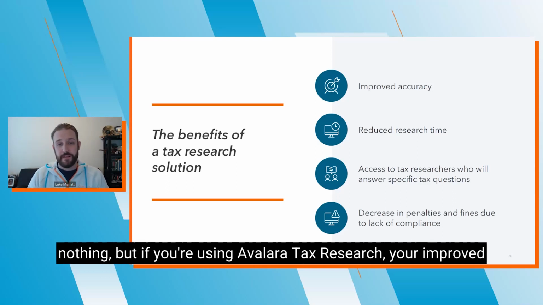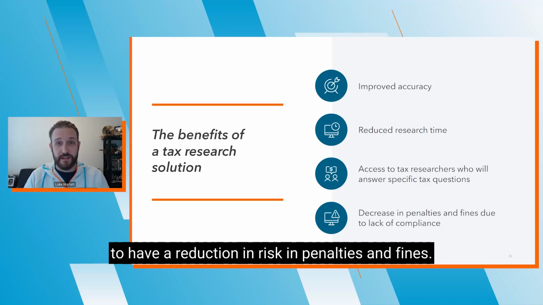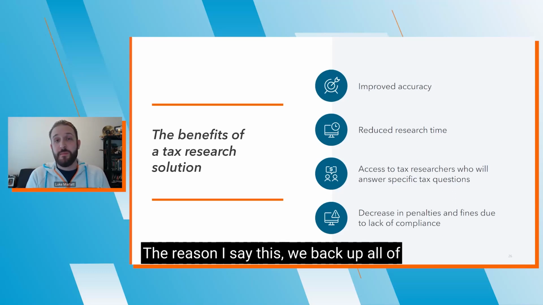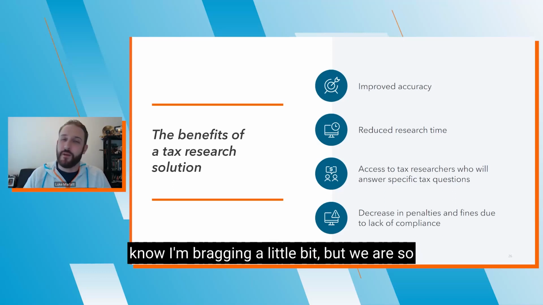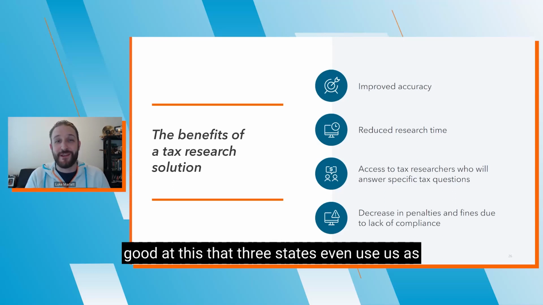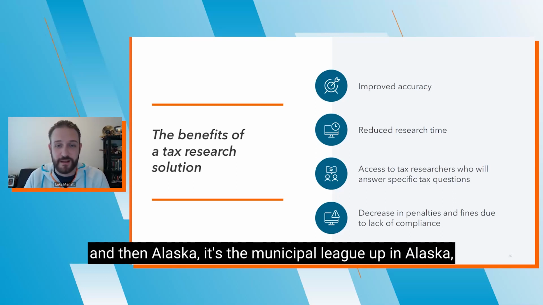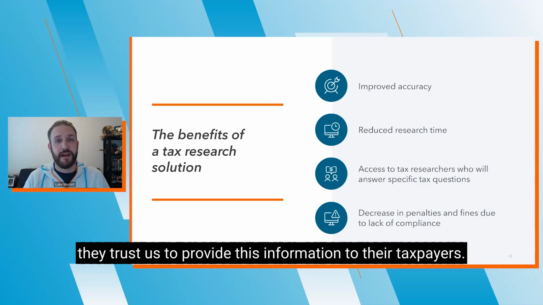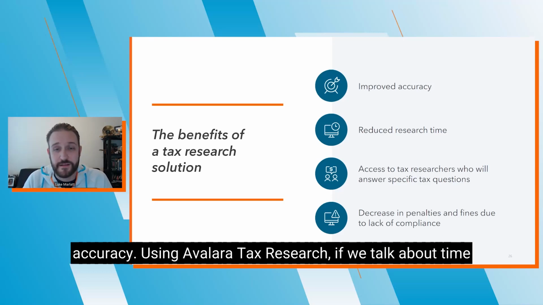But if you're using Avalara Tax Research, your improved accuracy is going to be such that you'll have a reduction in risk, penalties, and fines. The reason I say this is that we back up all of our information directly with the states, and I know I'm bragging a little bit, but we are so good at this that 3 states even use us as their public-facing website. The states of Colorado, Missouri, and then Alaska, where it's the municipal league up in Alaska. They trust us to provide this information to their taxpayers. So using Avalara Tax Research is going to improve your accuracy.